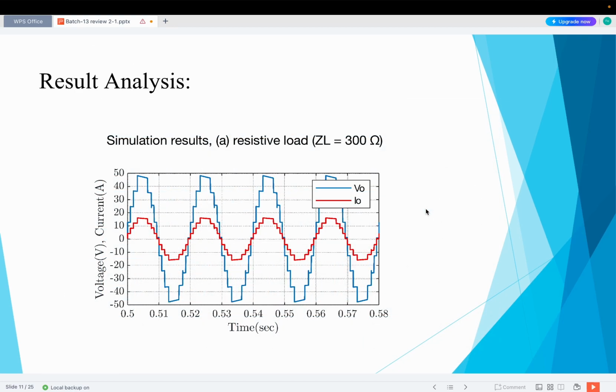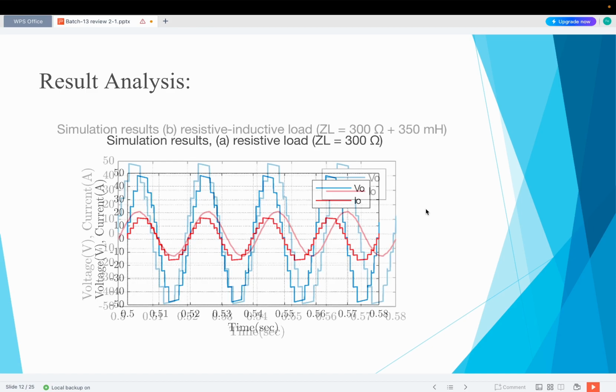Result analysis. The figure displays the output voltage and current under RL load. Since it is a purely resistive load, the voltage and current waveforms should be in phase with each other. This means they rise and fall together. The voltage and current should stabilize to consistent values over time.